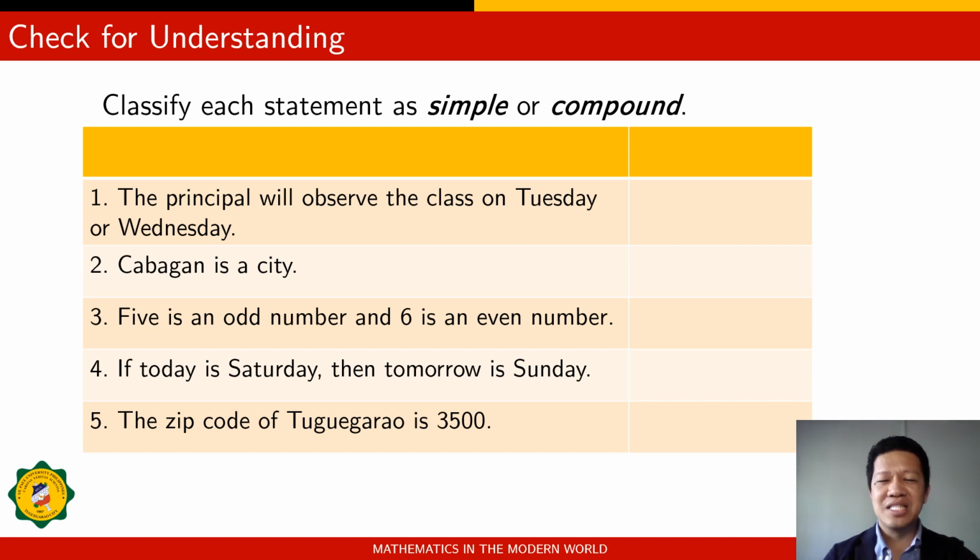Let us classify the following statements as simple or compound. Number one is the principal will observe a class on Tuesday or Wednesday. This is a compound statement. There is the connective or. Number two, Kabagan is a city. That is a simple statement. 5 is an odd number and 6 is an even number. That's a compound statement because of the word and. If today is Saturday, then tomorrow is Sunday. That is an example of a compound statement. The zip code of Tuguegarao is 3500. That is a simple statement. So I hope you know already the difference between simple statement and compound statement.